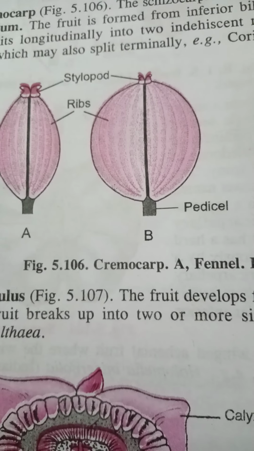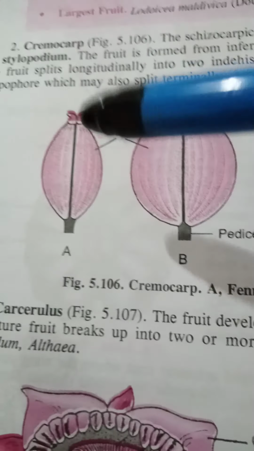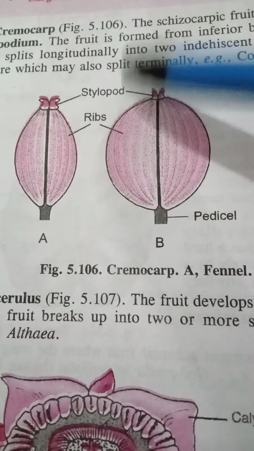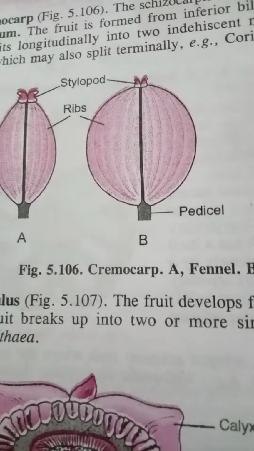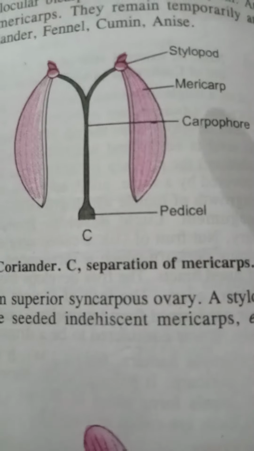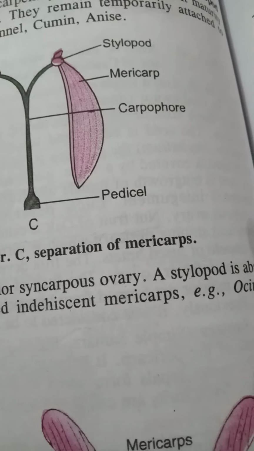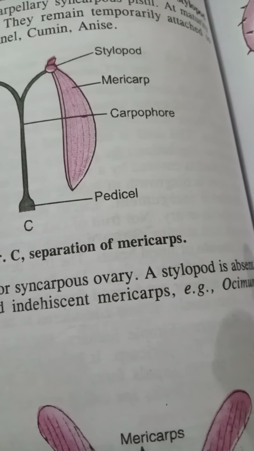Then next one is the cremocarp. This we observe in fennel and coriander. In cremocarp, it has an internal carpophore. This is the carpophore which has a stylopod, and when mature it separates. These are then called the mericarps. This is the pedicel, this is the carpophore, these are stylopods. They separate and they have two indehiscent mericarps.